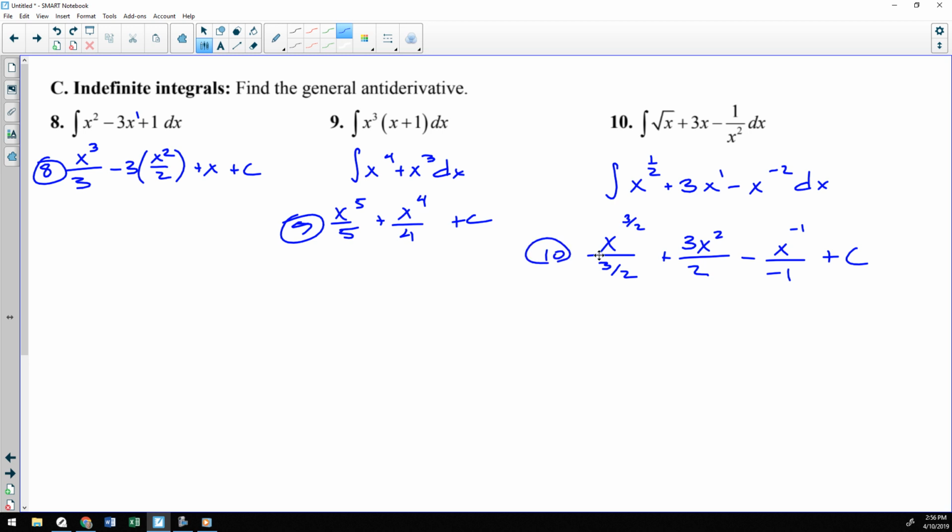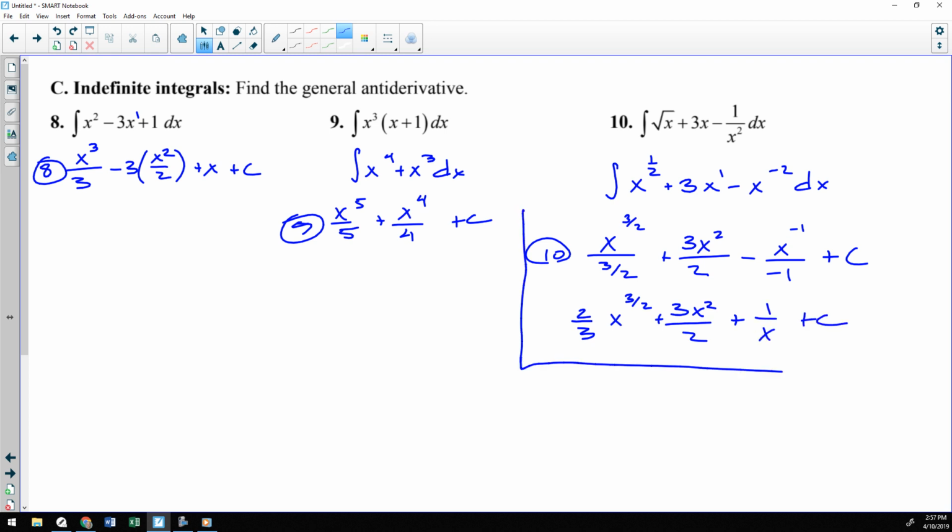If you want to clean that up, dividing by 3/2 is the same as multiplying by 2/3. So 2/3 x to the 3/2. This one you can't really do much with it. So 3x squared divided by 2. This one, minus a negative, I'm going to make that plus, and I'm going to move that x to the bottom, make it 1 over x, and I am okay with both of those answers for number 10. Right now I just want to see that you can do the antiderivative. We'll worry about your simplification skills later in life.